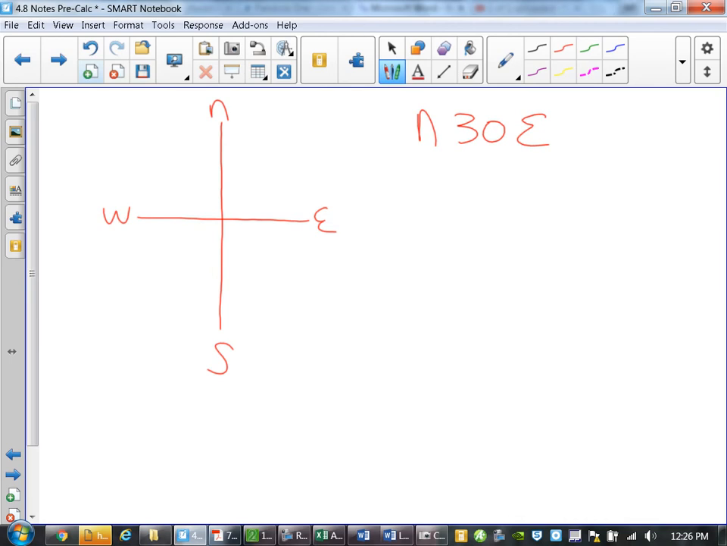If I want to say north 30 degrees east, what I'm starting with is north, and you're going to go 30 degrees off of north towards the east. That means this angle here is 30 degrees. The first letter tells you if you're going to be up at the north or the south. The last letter tells you you're either going to be going east or west. The number in between tells you degrees.